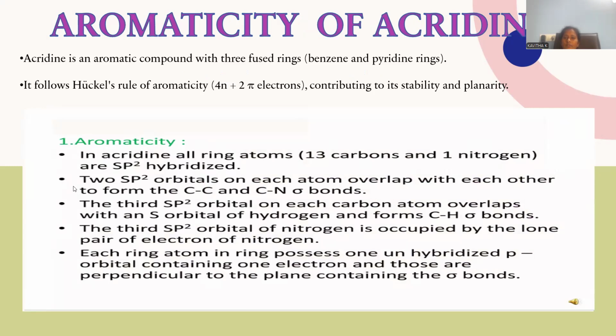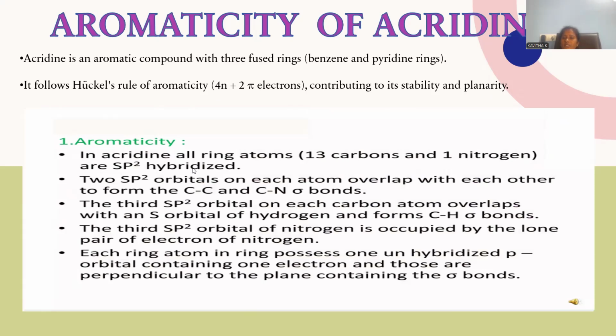Aromaticity is the common criterion for most heterocyclic compounds, so acridine is also part of this heterocyclic ring system. There are 3 fused rings, and all perfectly obey aromaticity. Benzene and pyridine rings are all perfectly aromatic in nature, obeying Huckel's rule, the 4n plus 2 electron system, contributing to its stability and planarity. The entire molecule is planar, a flat molecule, and its stability is exceptionally high, being aromatic in nature. Acridine is a ring system with 13 carbon atoms and 1 nitrogen within the tricyclic system.